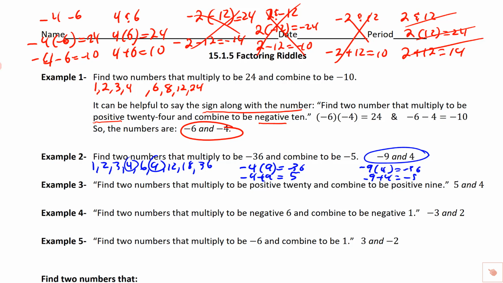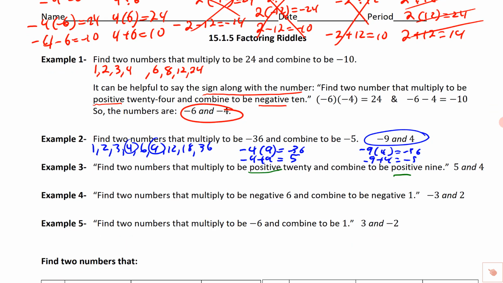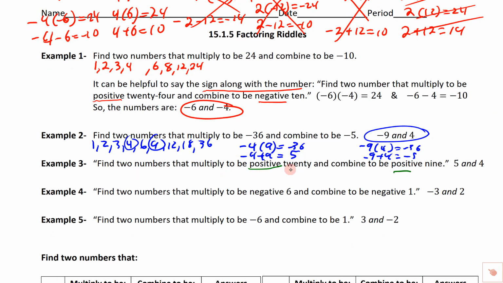Okay, let's take a look at another one. This one, I have written out so that we actually have to say the words positive and positive right here. So find two numbers that multiply to be positive 20 that combine to be positive 9. If they need to multiply to be 20, let's start off with 1 and 20. Can't make a 9 out of those. Let's try a 2 and a 10. Can't make a 9 out of those. So 3 doesn't go in there. 4 goes in there 5 times. Well, you can multiply those to be 20 and they combine to be a 9.